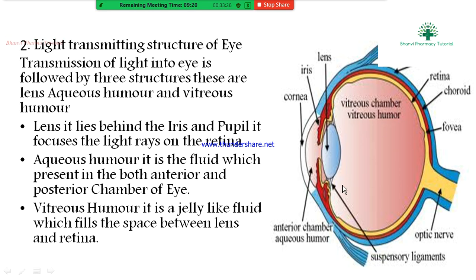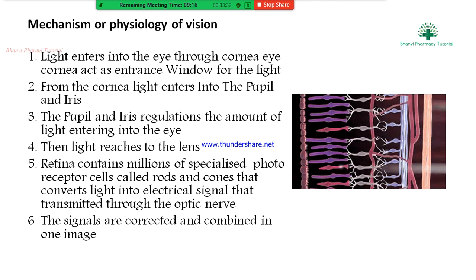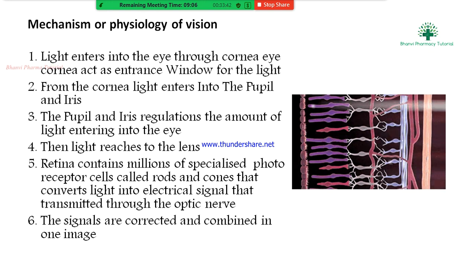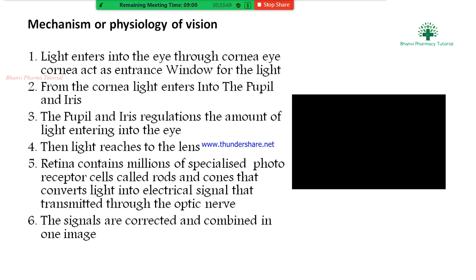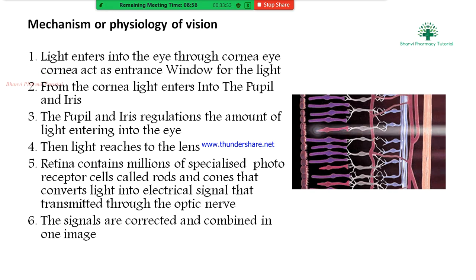Next, what is the mechanism or physiology of vision? How does vision occur in our eye? What is the process? There are two types of cells, rod cells and cone cells. What is the cell's activity? See the animated diagram. First, light rays enter into the rod and cone cells.